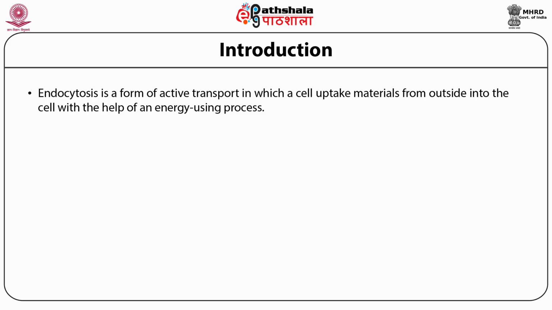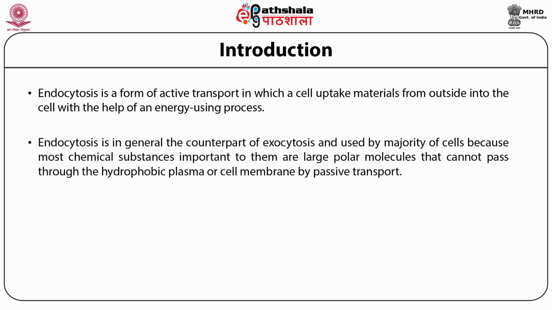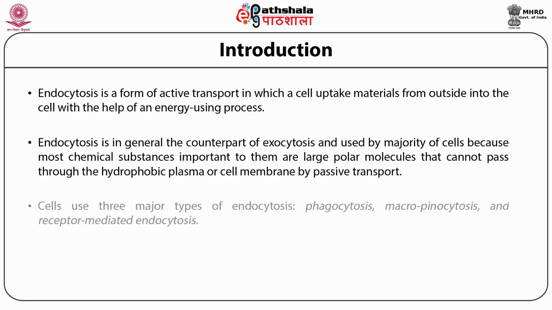Endocytosis is, in general, the counterpart of exocytosis and is used by the majority of cells because most chemical substances important to them are large polar molecules that cannot pass through the hydrophobic plasma or cell membrane by passive transport. Cells use three major types of endocytosis processes, namely phagocytosis, macropinocytosis, and lastly, receptor-mediated endocytosis.